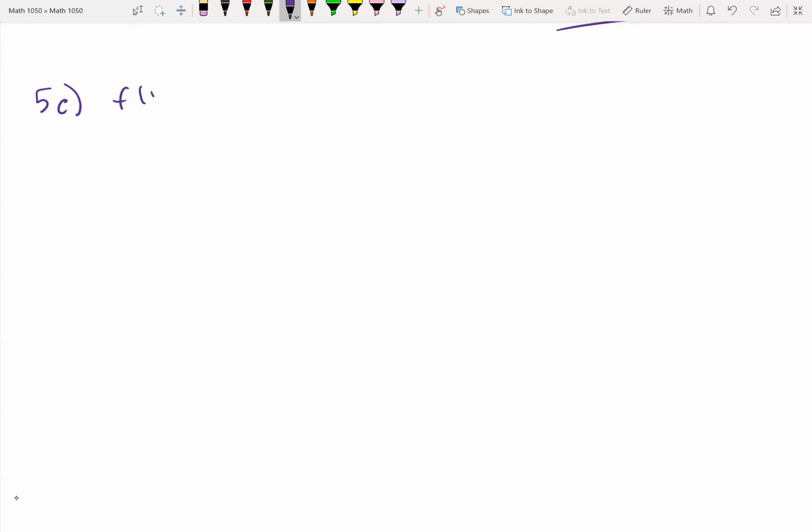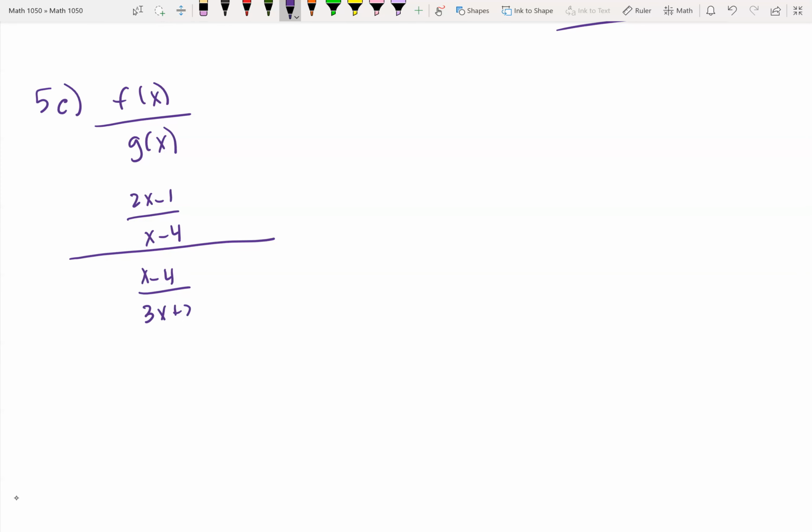It says take f of x and divide it by g of x. So I'm going to make that a big long division sign. Up above, write down your f of x. Underneath, write down your g of x. So it looks like that.